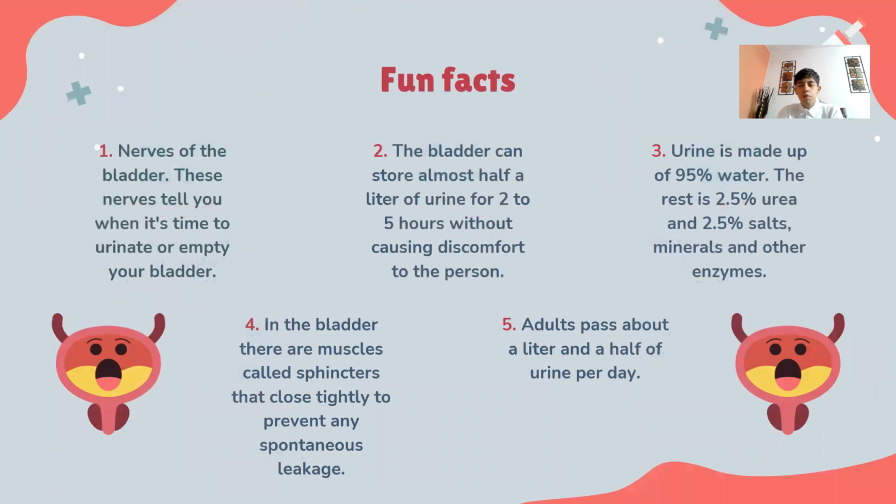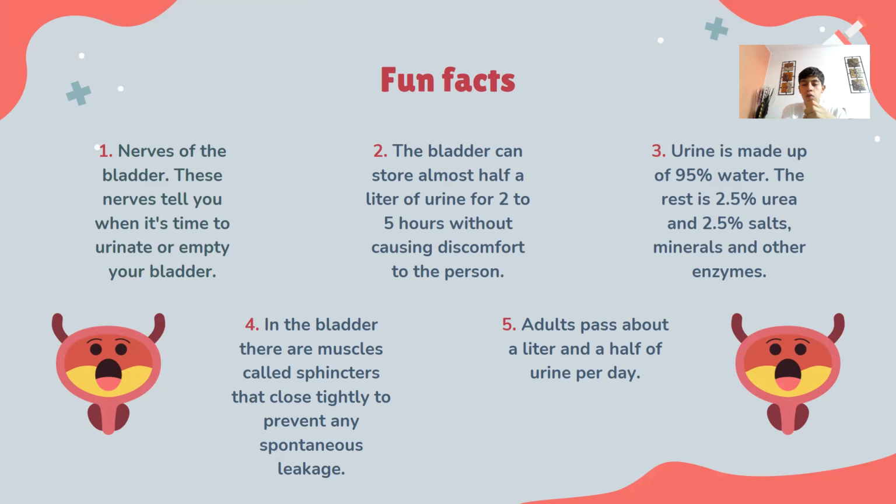Here we have some fun facts about the urinary system. Number one, nerves of the bladder. These nerves tell you when it's time to urinate or when your bladder is empty. Number two, the bladder can store half a liter of urine for 2 to 5 hours without causing discomfort to the person. Number three, urine is made up of 95% water.